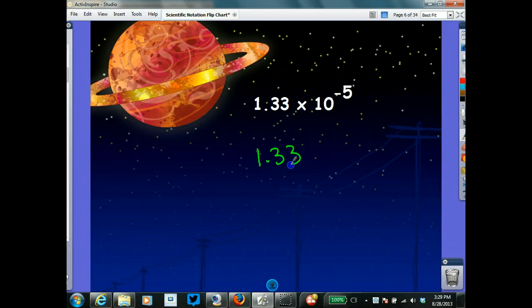1.33 times 10 to the negative fifth. So in this case, I want to move it again to the left. Negative tells me I need to go to the left 5 times. 1, 2, 3, 4, 5.